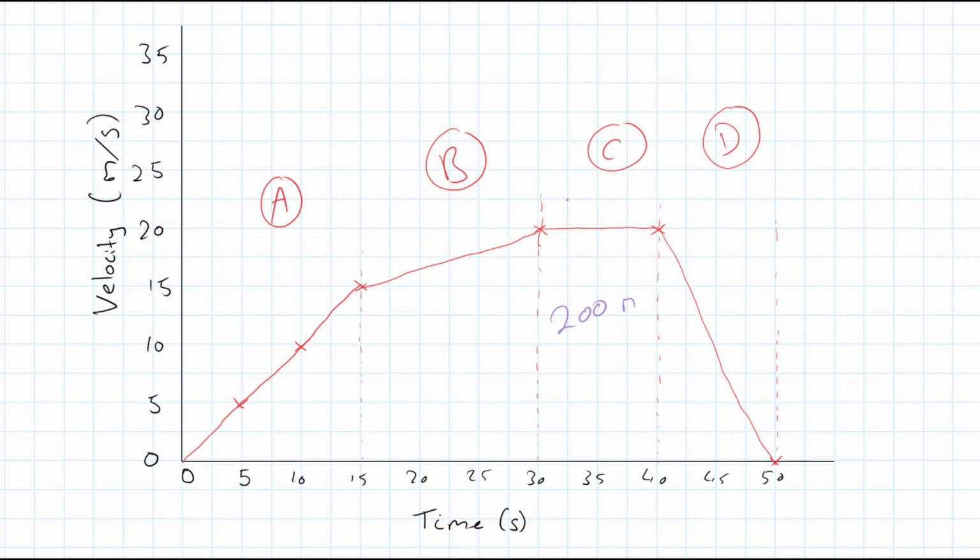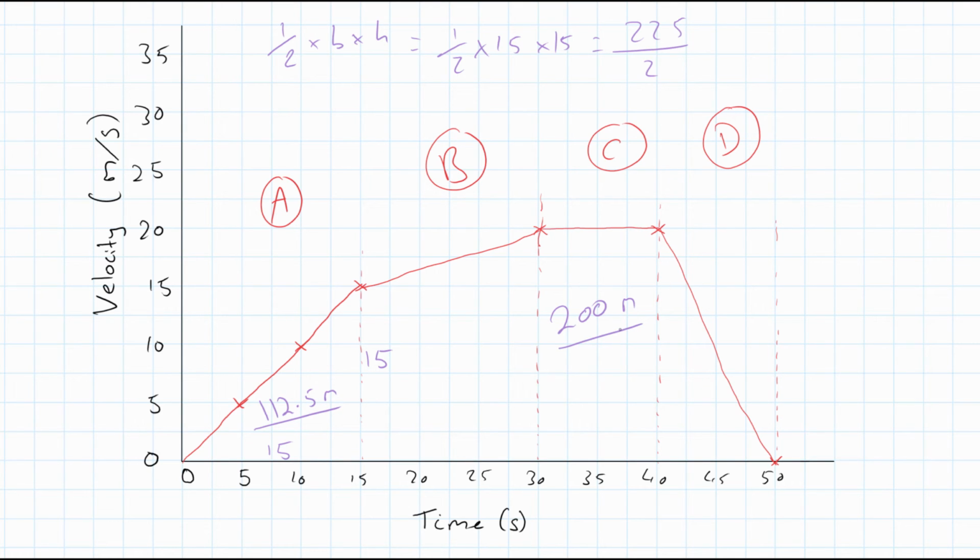So there we go. Okay, now let's have a look at A. Well, A, you've got this right-angled triangle here. And our velocity is 15, and so the height is 15. And on the bottom, we go from 0 to 15, and so that is 15 as well. And so to work out the area of a triangle, it's half times base times height. And that is going to be a half times 15 times 15. Well, 15 times 15 is 225, and if you half 225, you'll get 112.5. And so that is 112.5 meters.